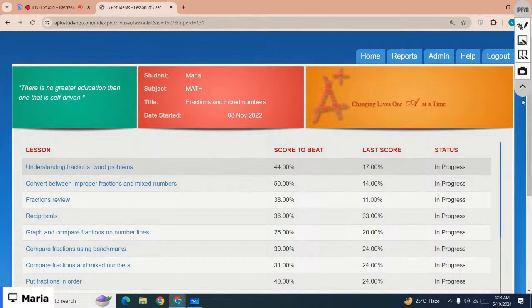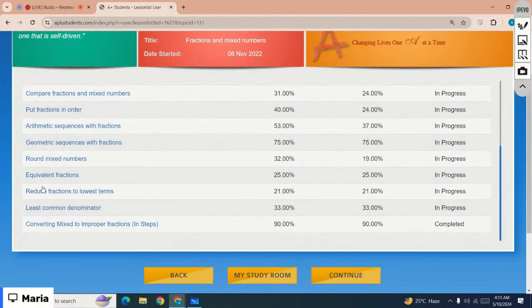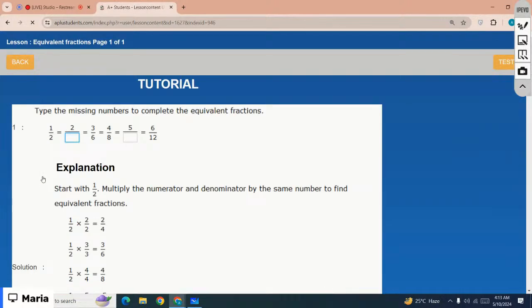The next lesson is equivalent fractions. Okay, type the missing numbers to complete the equivalent fractions, right? So start with 1 over 2. Basically, what are the equivalent fractions? Equivalent fraction means you have to multiply both numerator and denominator by the same number, right?